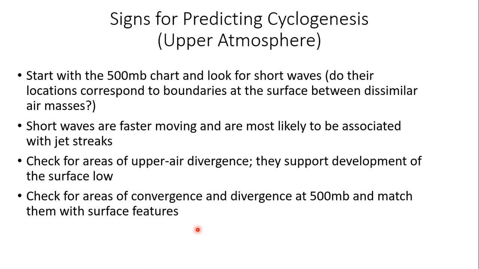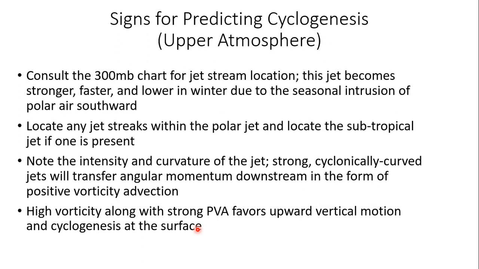I want to look at a 700 and a 500 millibar chart to see where that shortwave trough axis is, and where those areas of upper air divergence and convergence, as well as vorticity advection, are occurring. You also want to consult the 300 millibar chart for that jet stream location. This jet becomes stronger, faster, and lower in winter. The polar front jet we're talking about, due to seasonal intrusion of polar air southward.